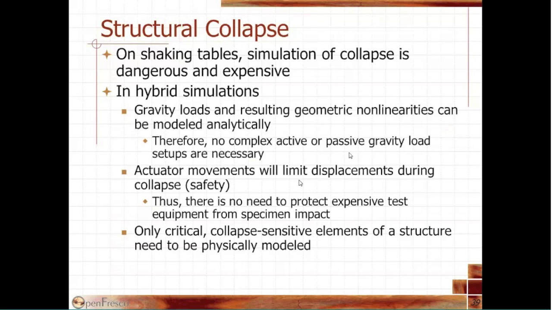Also, the actuators that we're using to impose displacements, we can set limits on those. We can say, well, if we move that much, that constitutes collapse, and we can stop our actuators at that point. So again, we don't need any expensive protective equipment to prevent the specimen from impacting once it starts falling over. We can control that with our actuators by setting displacement limits. And finally, we only need to model the collapse-sensitive elements physically, and the whole rest of the structure we'll put into our numerical portion of the hybrid model.